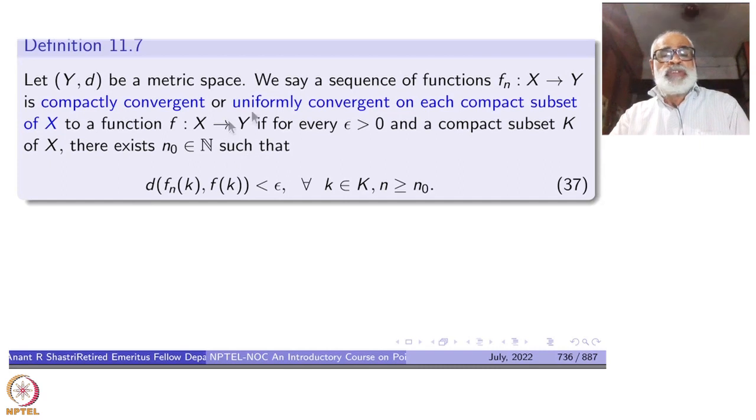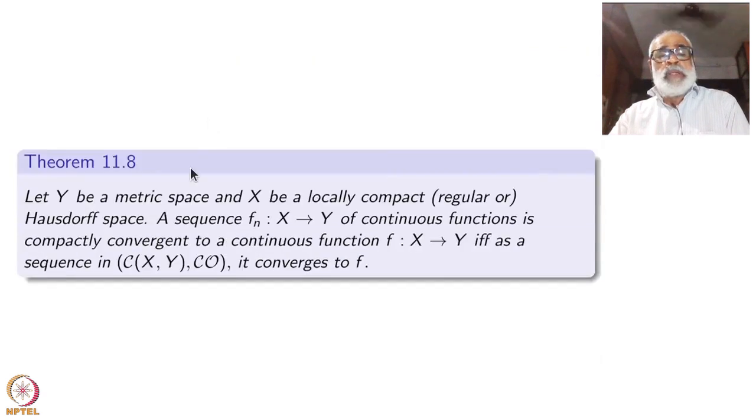Okay. So this is not my definition, this is the standard definition, I am just recalling it. Now we come to something. Let Y be a metric space, X be locally compact Hausdorff or regular, whatever. One of them. A sequence fn from X to Y of continuous functions is compactly convergent to a continuous function f from X to Y if and only if, as a sequence in C(X,Y) with the compact open topology, it converges to f.